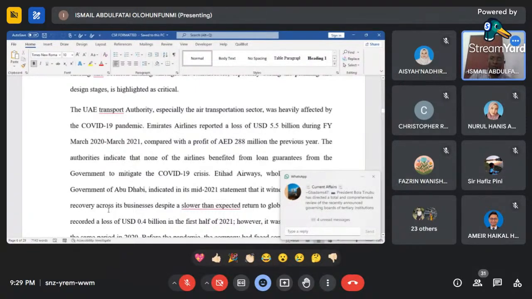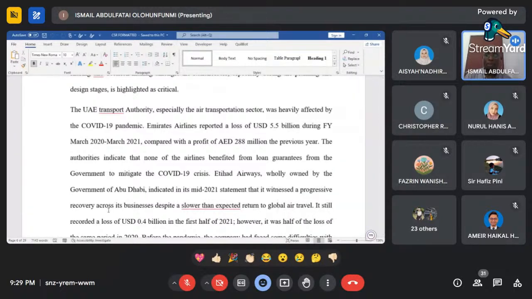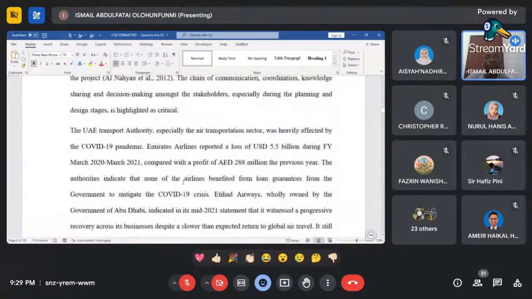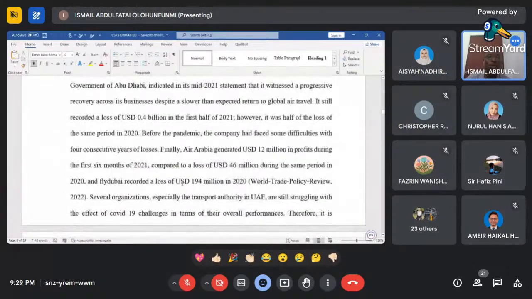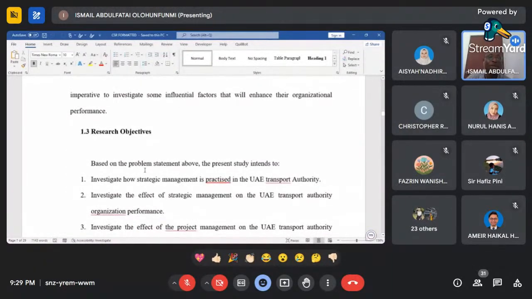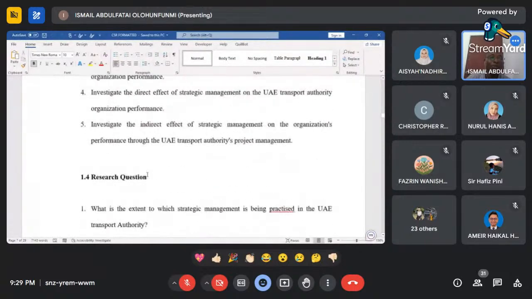What I'm trying to tell you is that it is providing the statement, then it provides statistical evidence to justify. So this is a real and a good problem statement. So we need to find a way. After the problem statement, research objective, after research objective, research question.